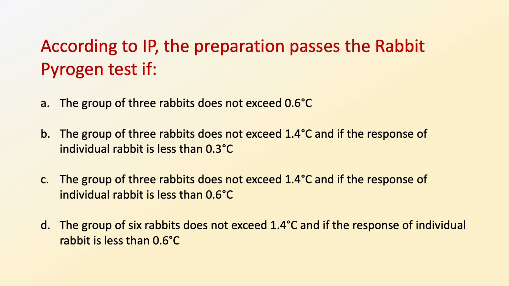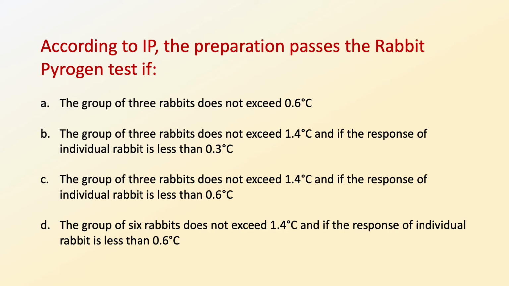According to Indian Pharmacopoeia, the preparation passes the rabbit pyrogen test if, the options are: Option A, the group of 3 rabbits does not exceed 0.6 degrees Celsius. Option B, the group of 3 rabbits does not exceed 1.4 degrees Celsius and if the response of individual rabbit is less than 0.3 degrees Celsius. Option C, the group of 3 rabbits does not exceed 1.4 degrees Celsius and if the response of individual rabbit is less than 0.6 degrees Celsius.